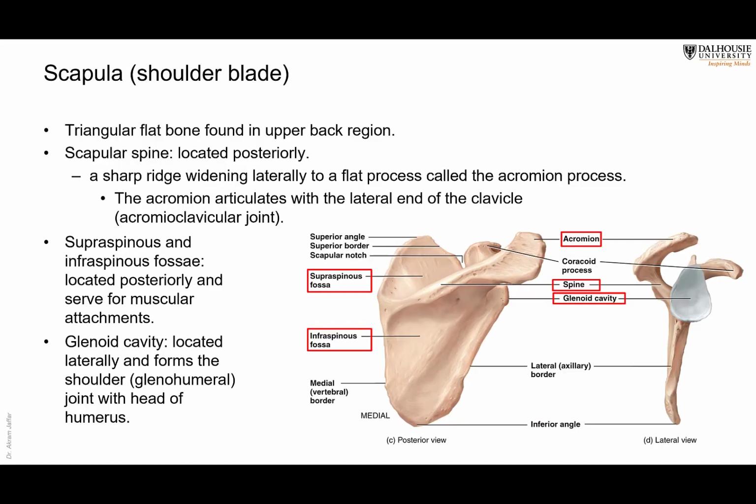And the posterior surface of the scapula will therefore be divided into fossae. A fossa means depression. A fossa which is above the spine is called the supraspinous fossa, and another fossa below the spine is called the infraspinous fossa. These fossae are for the attachment of muscles, which fortunately have the same names. So we have the supraspinatus muscle and the infraspinatus muscle.